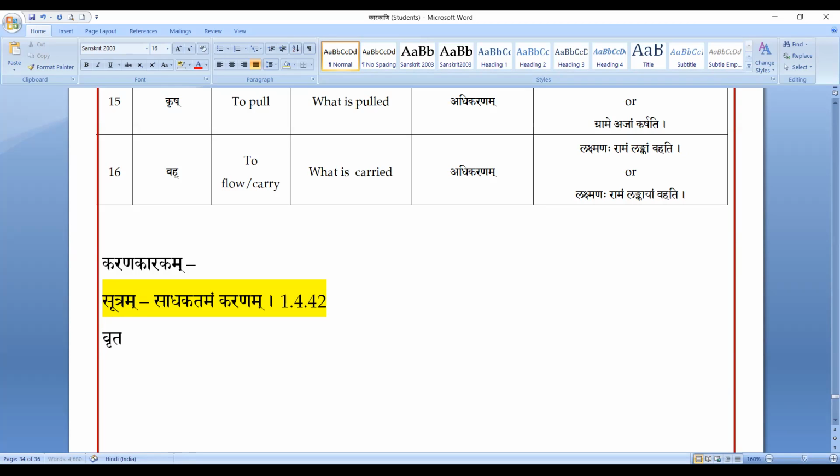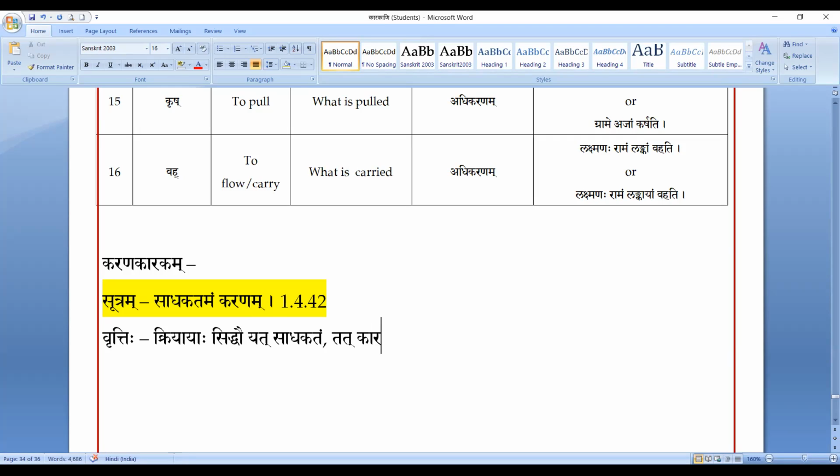That is Sadhagatam Karanam. I will explain what it is. Kriyayaha siddhau, in accomplishing the kriya, in accomplishing the result of the kriya, in the accomplishment of an action. Yat sadhakatamam, which is most useful, in accomplishing that.